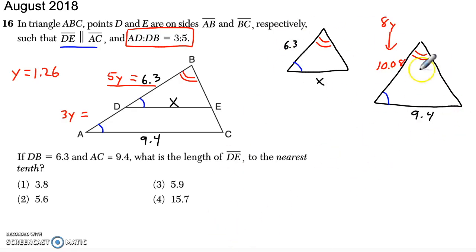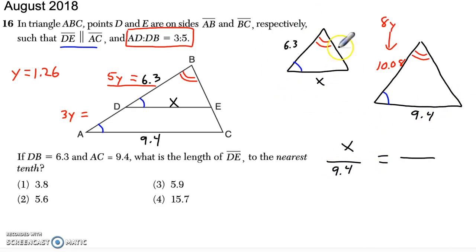I've got my separate triangles, all the angles are marked. So I'm going to start with x here. I've got x over something equals something over something. So let's see, x is in between the blue and the empty angle. So blue angle, empty angle, that corresponds with 9.4.